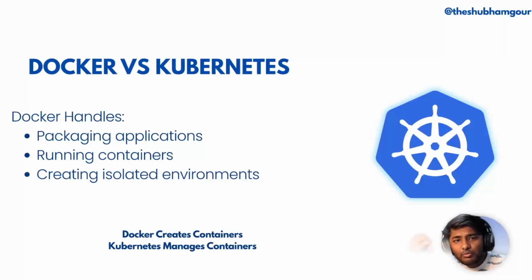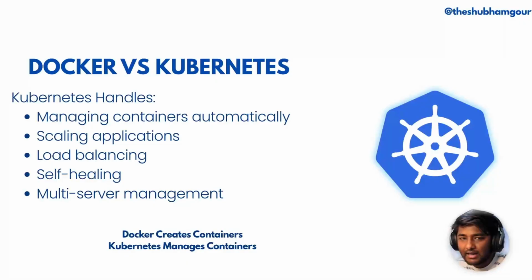Now, when does Kubernetes come into the picture? Kubernetes comes into the picture when you have many containers to manage. For example, you have hundreds of containers, you have thousands of users, or you have multiple servers. At that point, managing those containers manually will be a very big headache. And Kubernetes solves that problem. It handles automatic scaling, it does self-healing, it restarts the containers, it does load balancing, and it manages the containers across the servers. So the simplest line to remember is: Docker creates the container and Kubernetes manages them.